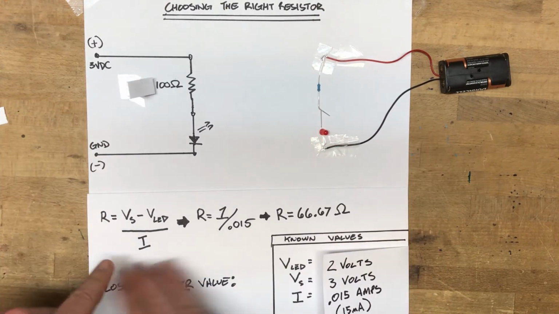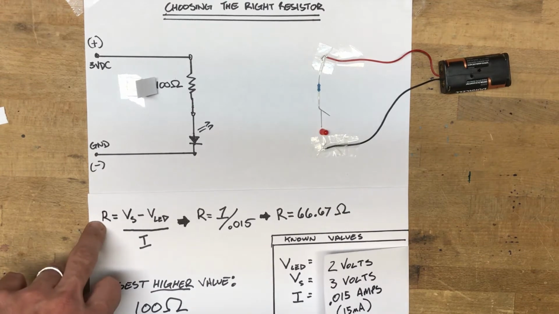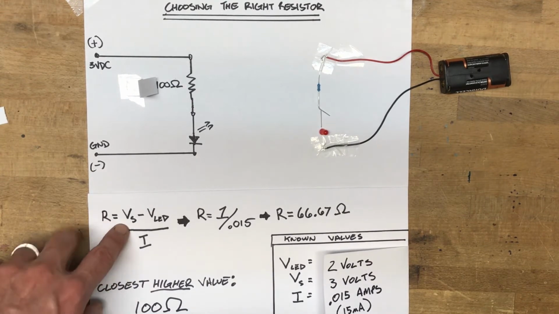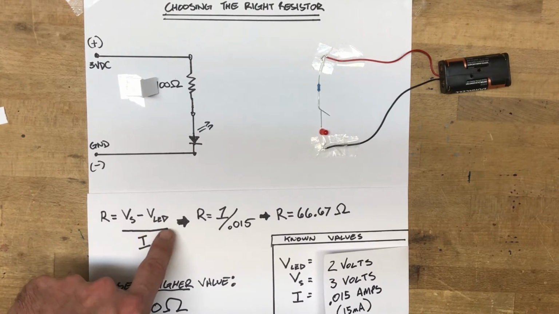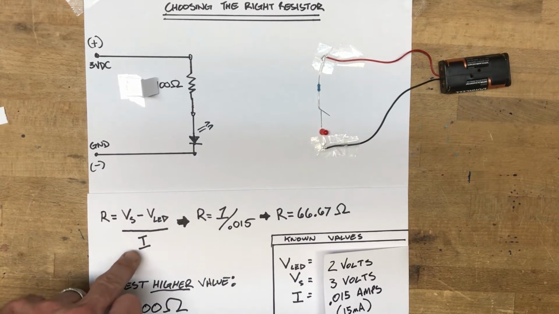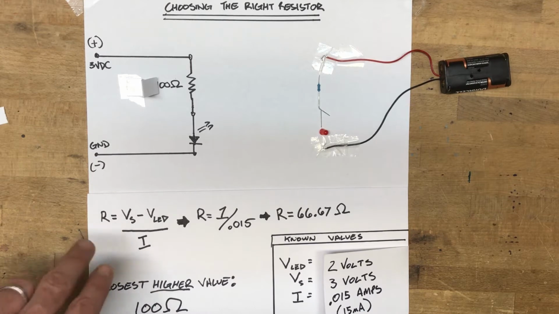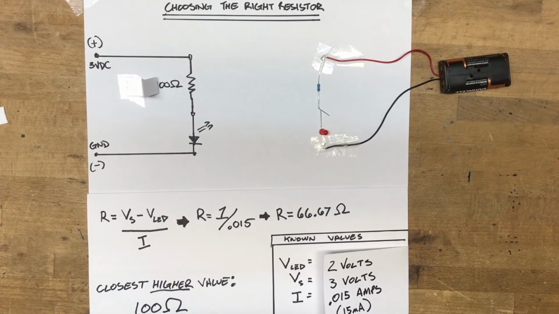So following this equation, the resistor that you need is equal to the supplied voltage minus the LED's voltage requirement divided by the ideal current for that LED. So you can plug in your numbers, use Ohm's law, and figure out exactly what it is you're looking for.